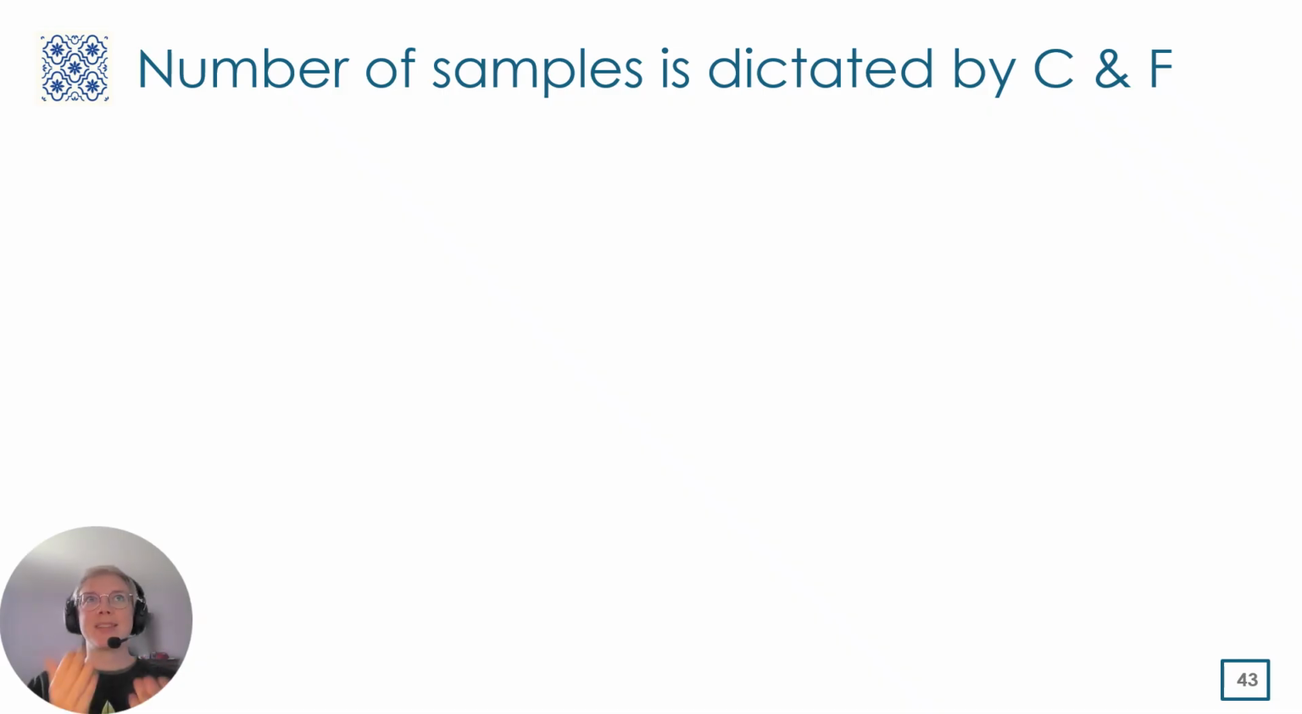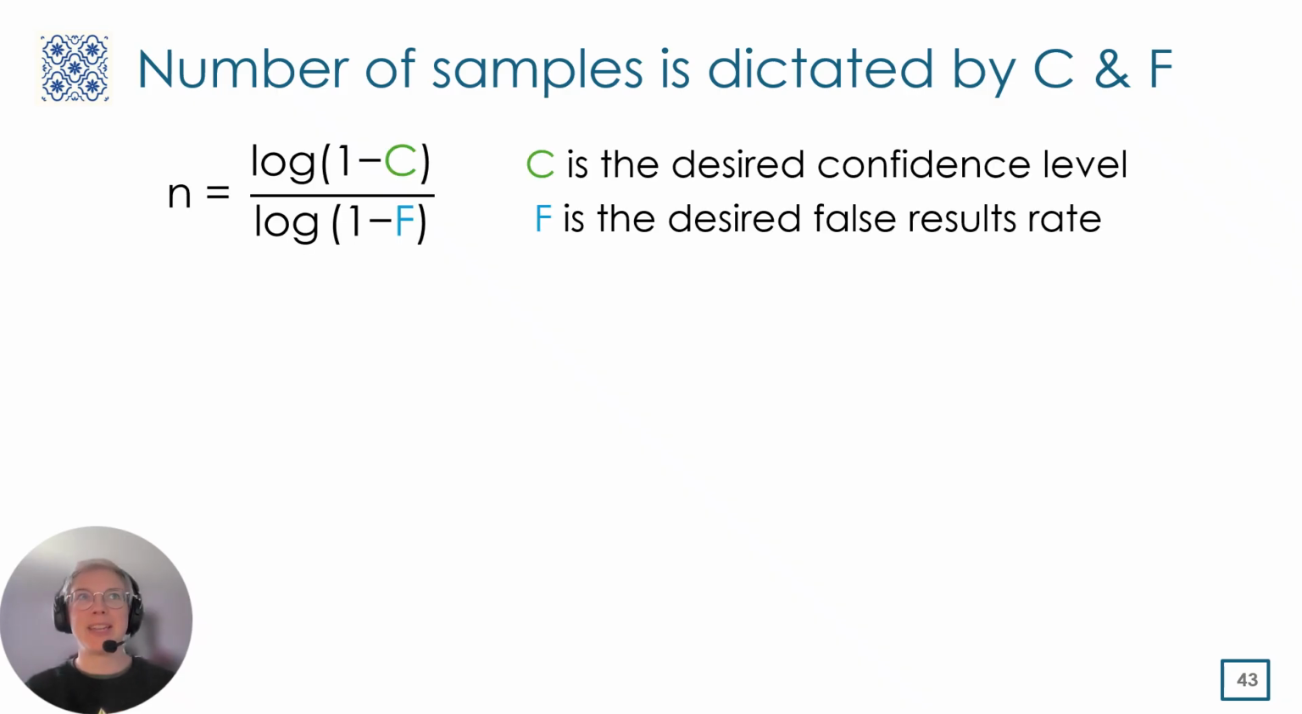So what then is the number of samples that I need to use for validation? Well, it's actually dictated by C and F using this neat little formula here. N, the number of samples in validation, is equal to log of 1 minus C divided by log of 1 minus F. And C here is the desired confidence level. Typically in science, we're going to use 95%, but you can vary it if you want to. So C would be 0.95 for 95%.